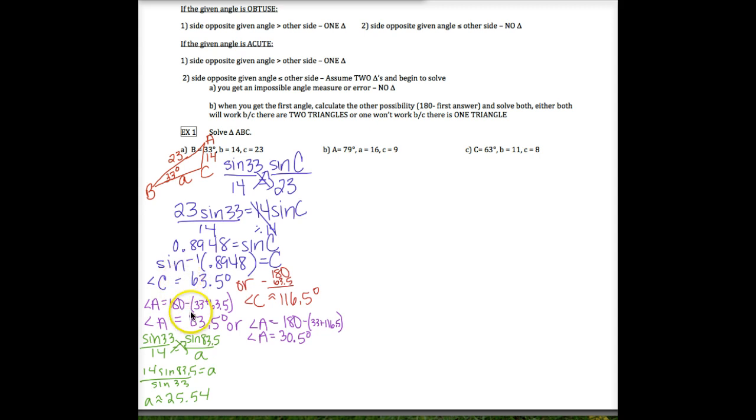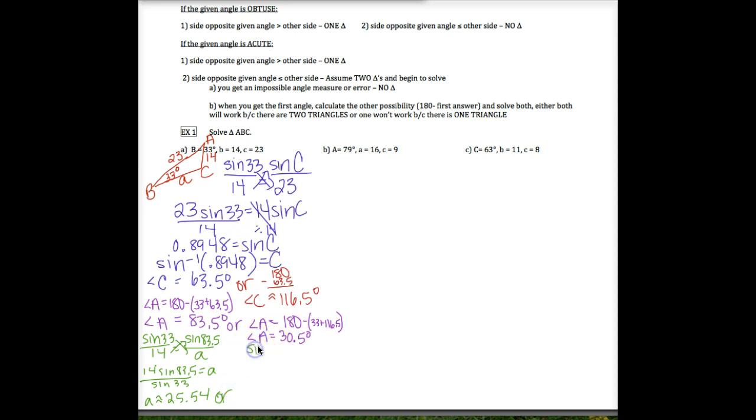Now, I've finished one of the possible triangles, so I need to check to make sure it makes sense. The angles, I have 63.5, 83.5, and 33. A is the biggest, so A should be the biggest side. And if I look at the other two, 25.54 is bigger, so that makes sense. Angle C is the second biggest, so it should have the second biggest side, which it does. Angle B is the smallest, so it should have the smallest side, which it does. So this triangle makes sense. Now I need to solve the other one and make sure that it makes sense.